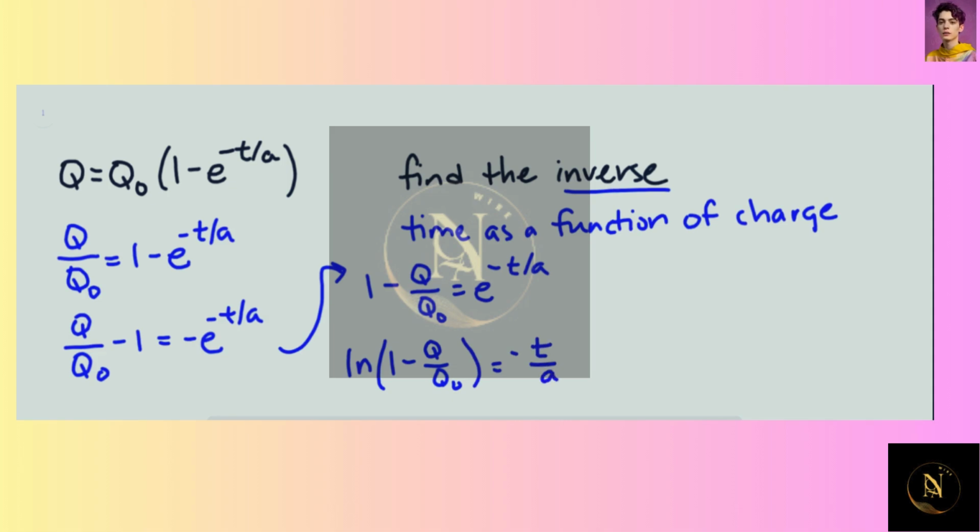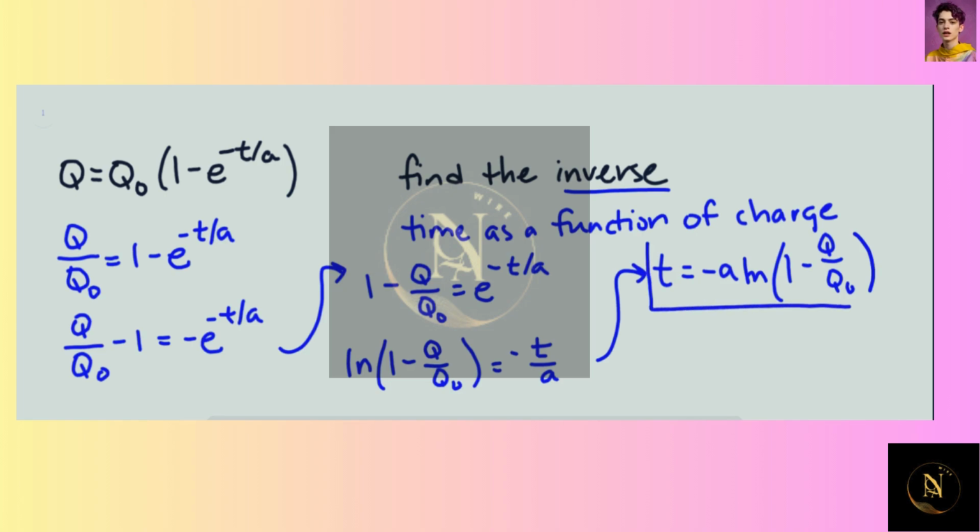And then to get t by itself, we'll multiply both sides by the opposite of a. So we have t equals the opposite of a times the natural log of 1 minus q over q naught. Okay, so we'll count that as our inverse, time as a function of charge.